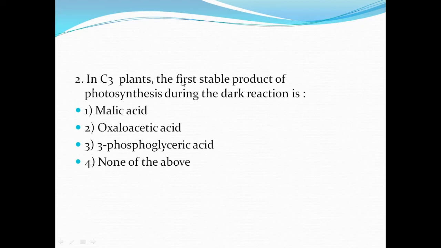In C3 plants, the first stable product of photosynthesis during the dark reaction is. Now here the answer is 3-phosphoglyceric acid, which is a 3 carbon compound formed by one molecule of RuBP, which combines with one molecule of carbon dioxide in the presence of an enzyme called Rubisco. So in C3 plants, the first stable product is 3-phosphoglyceric acid, and in C4 plants, the first stable product of photosynthesis is oxaloacetic acid. So your answer is 3-phosphoglyceric acid.